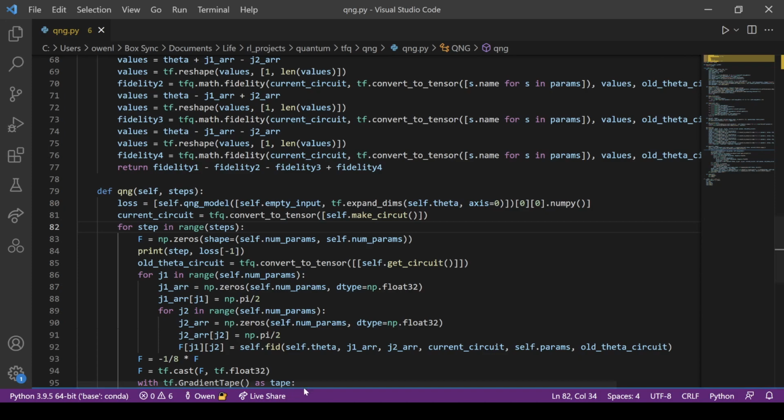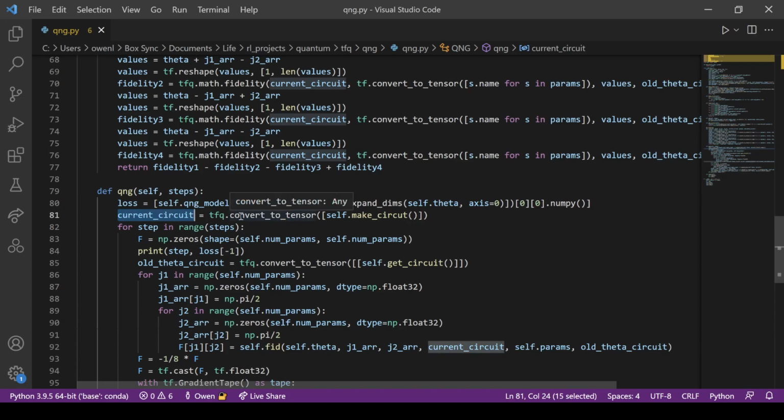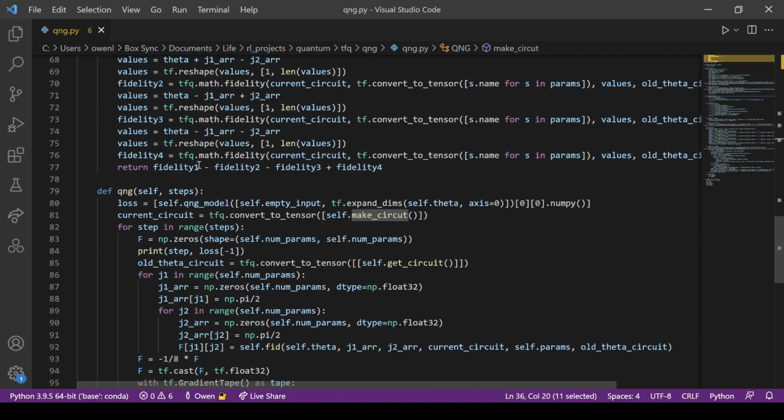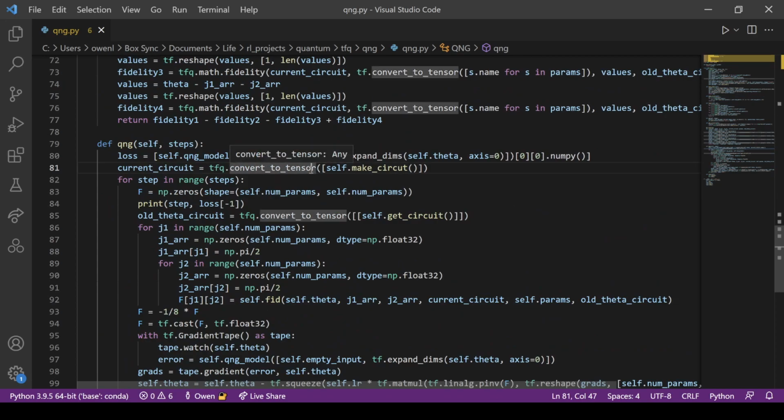So to do that, we're working with this circuit, right? This old circuit, which is the original one, and we convert it from this make circuit function. So we have this general circuit, which is just what our circuit is. This isn't filled out with parameters, it just has variables. And so this current circuit is what we're going to feed into the fidelity operation as our parametrized circuit.